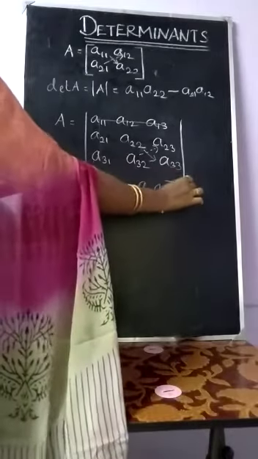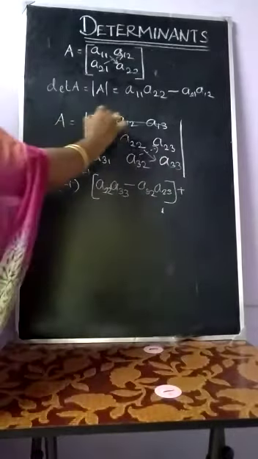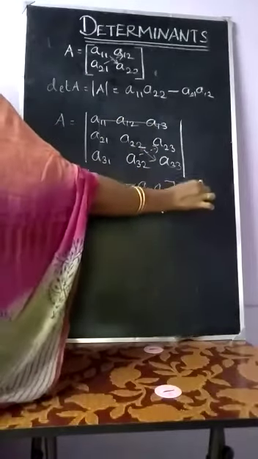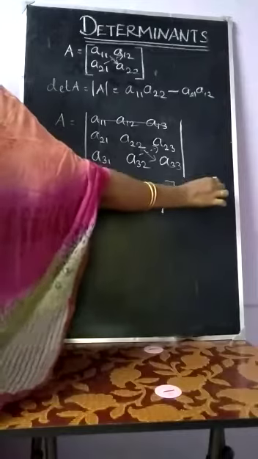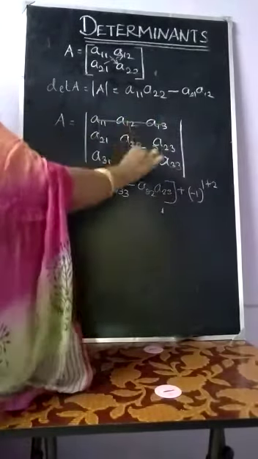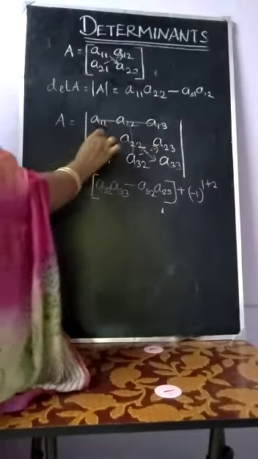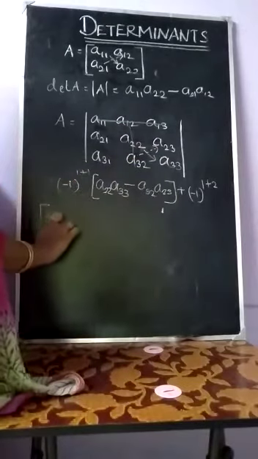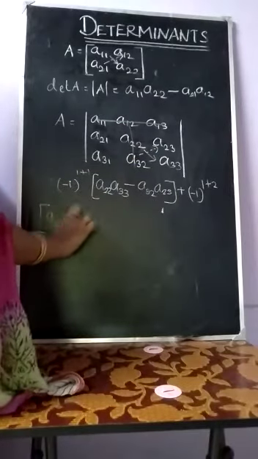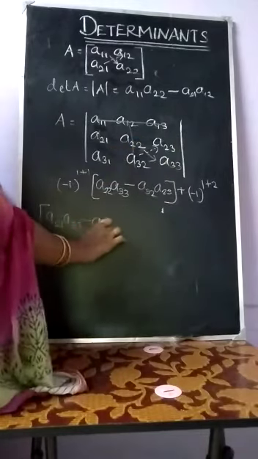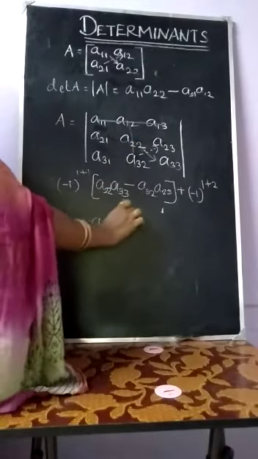Next, we take the first row value and the second column value. So we apply minus 1 the whole power 1 plus 2. Now we eliminate this row and this column, so we take the balance four values. So A21 into A33, again using cross multiplication, minus A31 into A23.